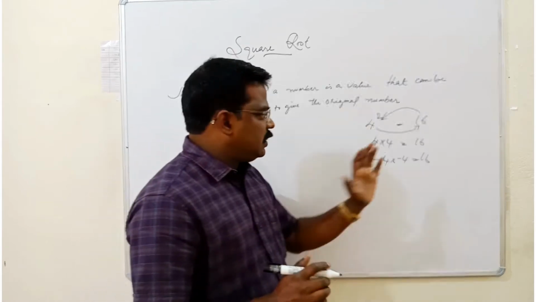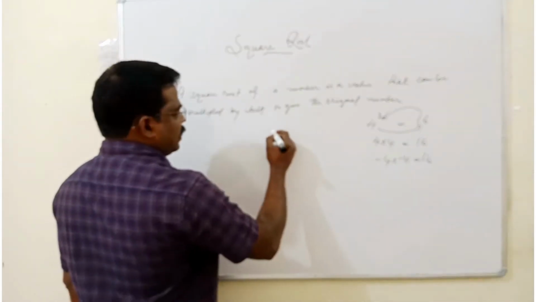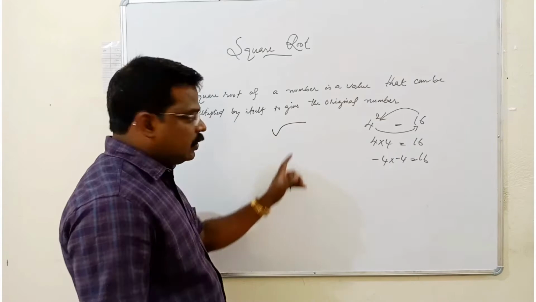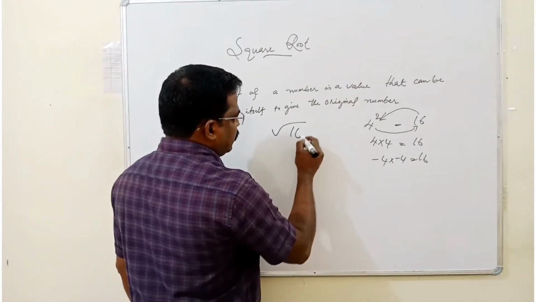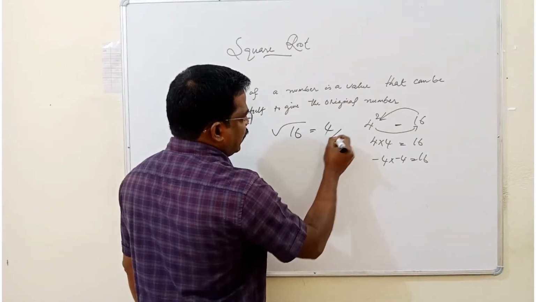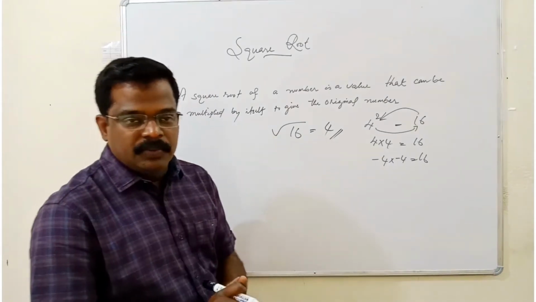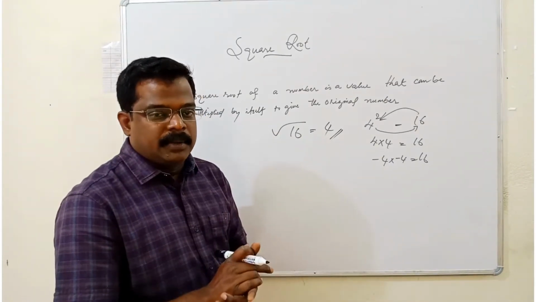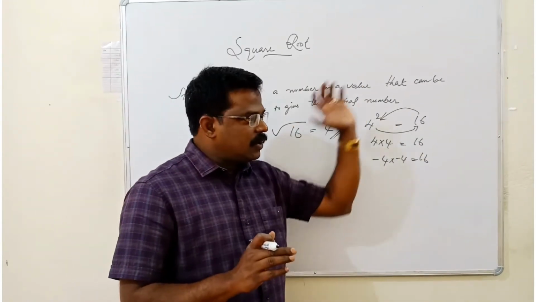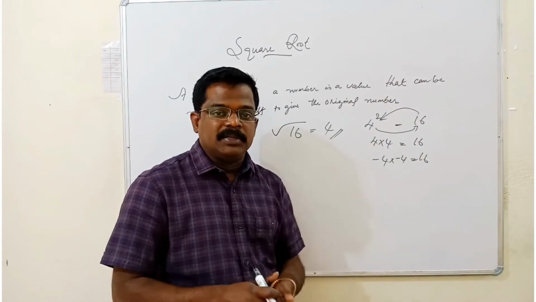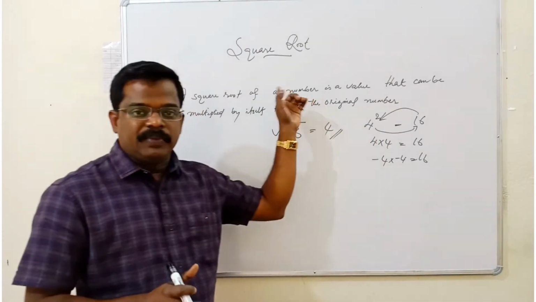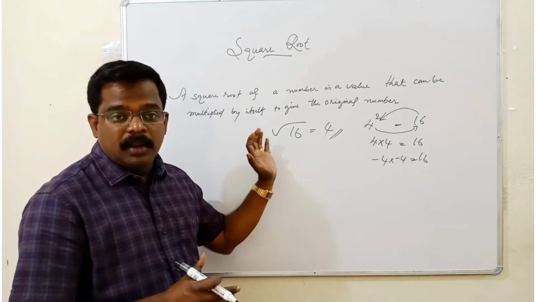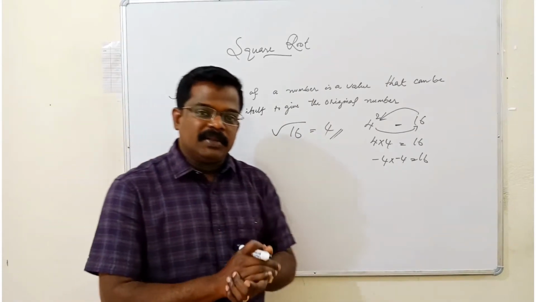But when we put this in a symbol, that is called a radical. So if you write the square root of 16 inside this symbol, we have one answer, that should be the positive value. Remember that. For finding the square of a number, we use some different methods. For finding the square root also, we have to use some different methods that we will see today.